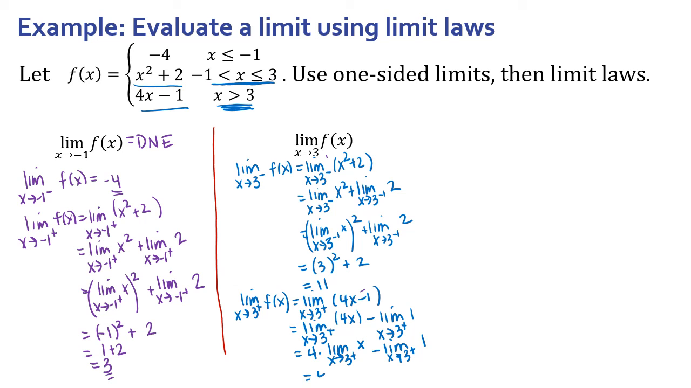And that's going to give me 4 times 3 minus 1, which is, I'm running out of space, I'm going to have to do this sideways. I don't normally do this. Which gives me 11. So from the left, I approach 11. From the right, I approach 11. So that means the limit of the function as x approaches 3 is 11. Not 3.